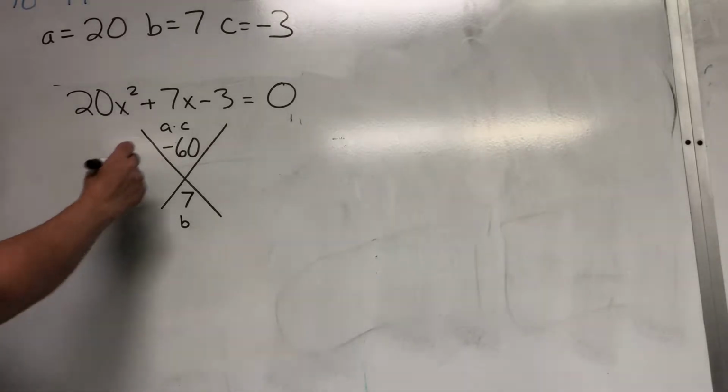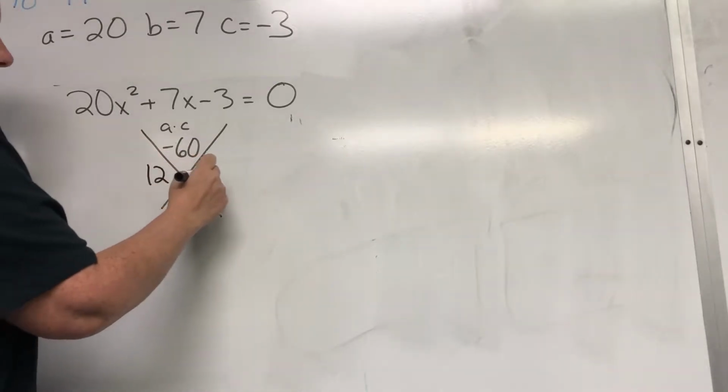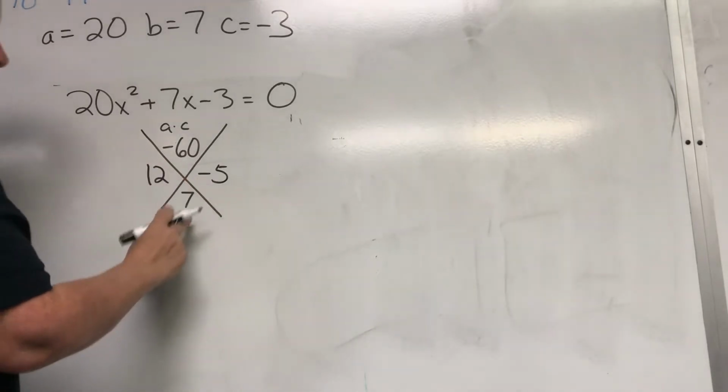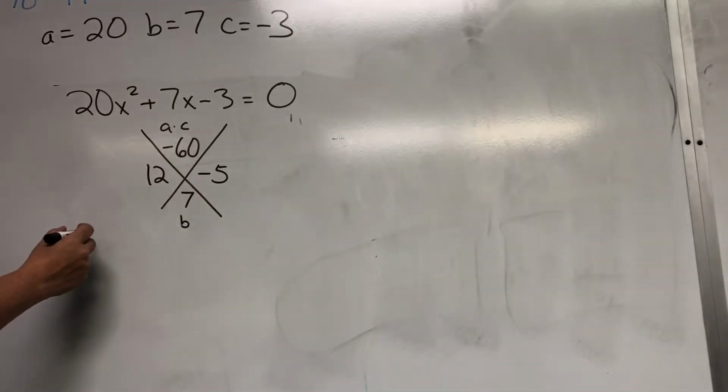The factors I'm looking for are positive 12 and negative 5. 12 times negative 5 equals negative 60. 12 minus 5 equals 7.